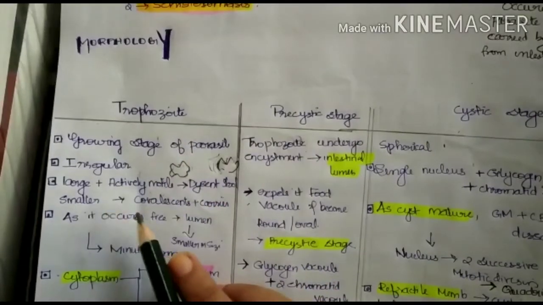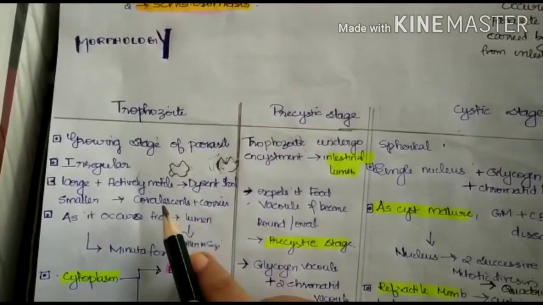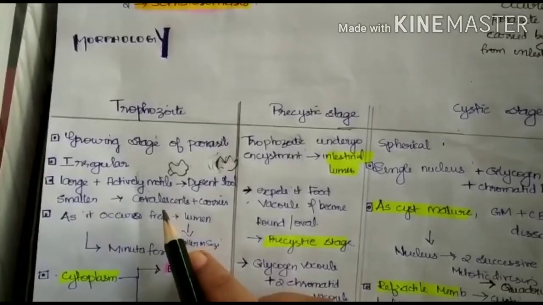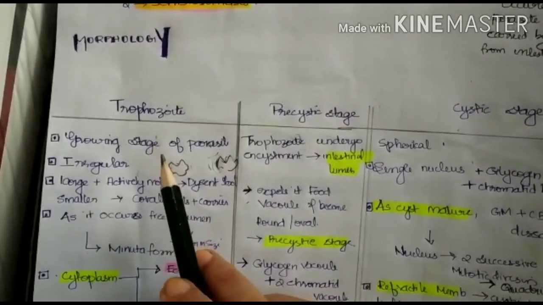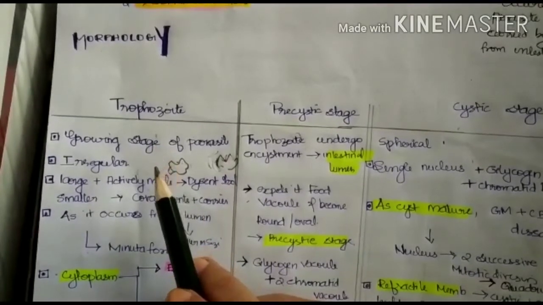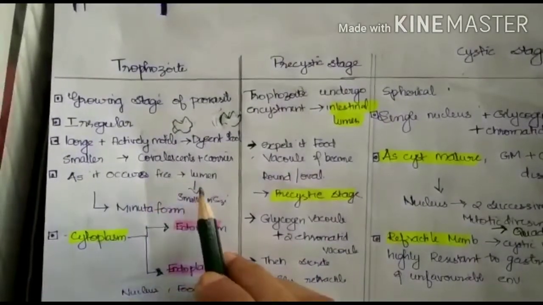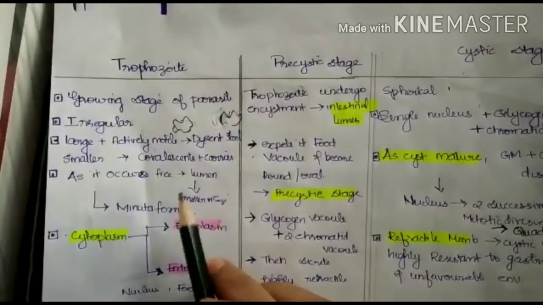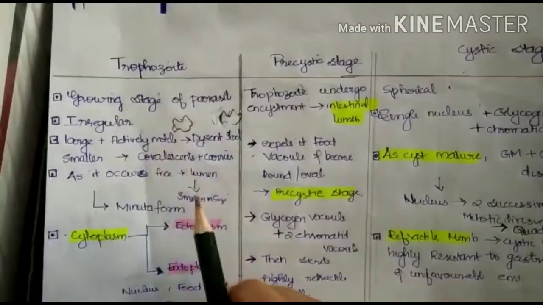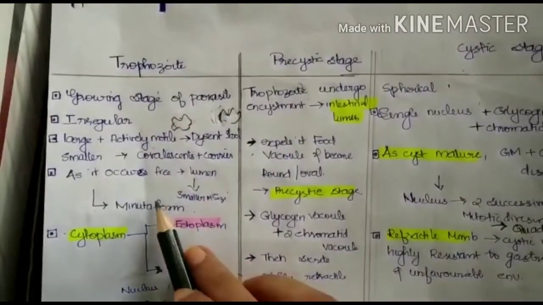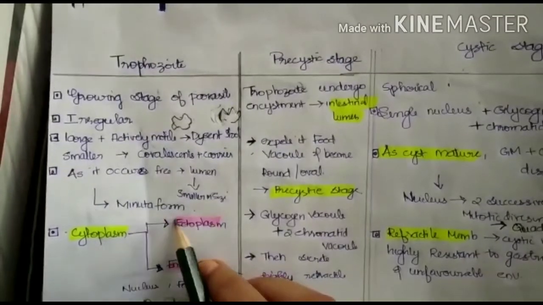Then it is smaller in convalescence and carriers. Convalescence means those patients who have recovered from this dysentery. Then it occurs freely in the lumen and is smaller in size, and that state is called minuta form.